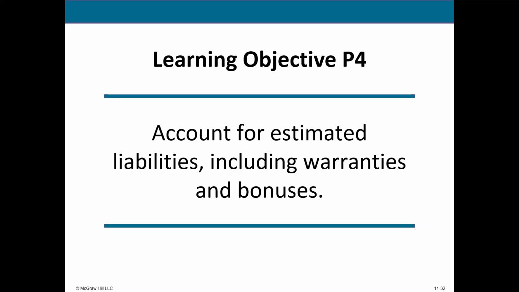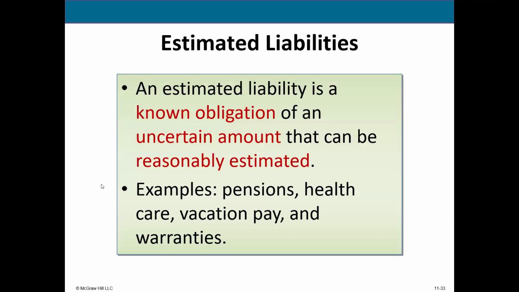estimate the liability. Examples of these would include things like pensions, which are retirement plans, healthcare benefits, vacation pay, and other warranties. So if it's probable, we estimate it. If it's not probable, we just disclose it in the notes.